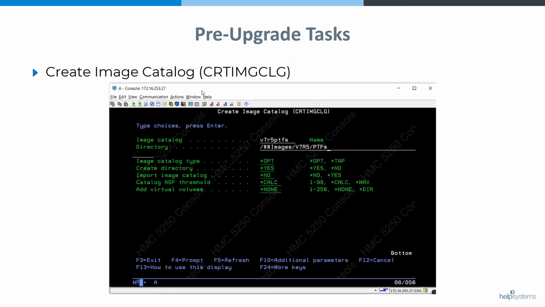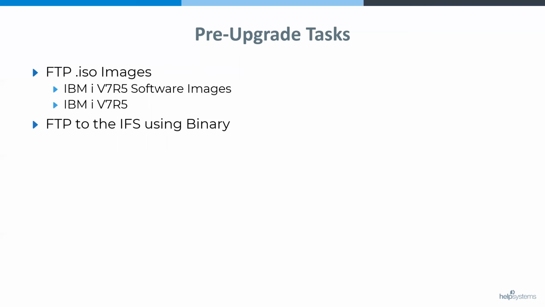There's a command from the work image catalog where we could create a new image catalog, but there's also a create image catalog command where you can specify the image catalog name, as well as the directory where I'm going to house those ISO images. So at that point, I have a path in the integrated file system to receive my ISO images, and those ISO images are for the V7R5 software images themselves, as well as these V7R5 PTFs. So we're missing the word PTFs on that second bullet right there.